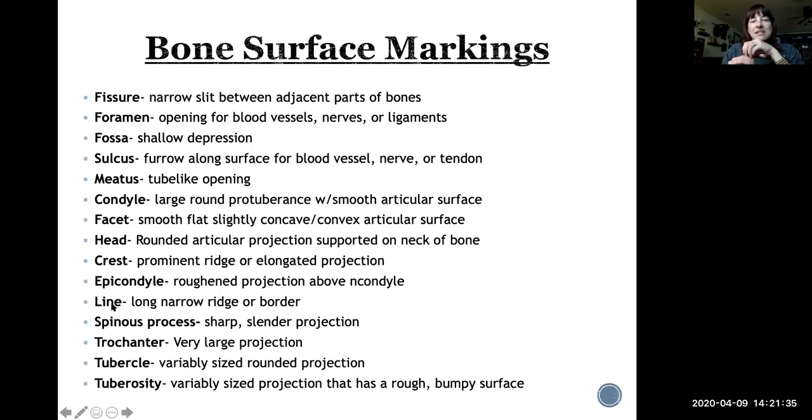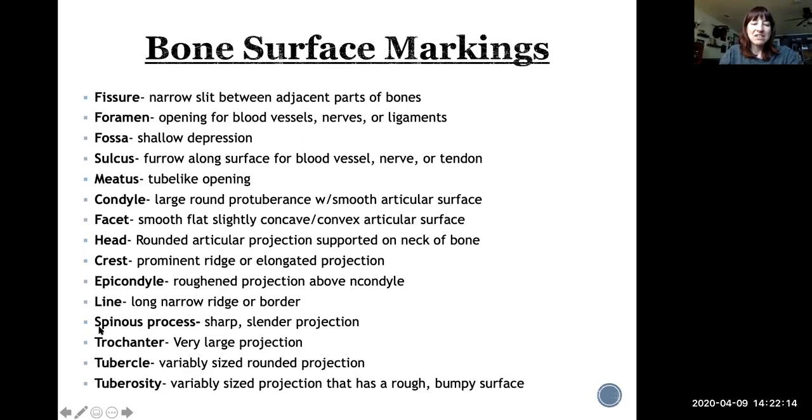A line is similar to a crest, except it is smaller and skinnier, okay? A crest is something that's going to project out from the surface much more than a line would. I think it's really hard to see here, but there's a crest here and there's a line just below it. If you can see that line, like sort of in the sulcus of this bone. So a line is like a shallower, longer, skinnier crest.